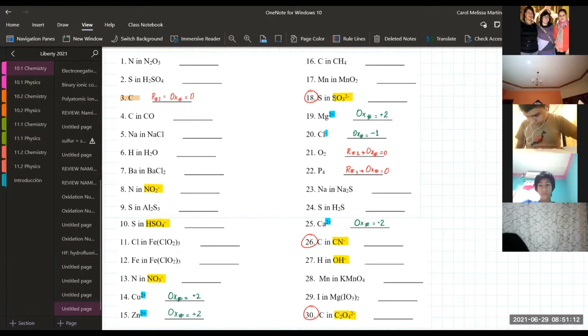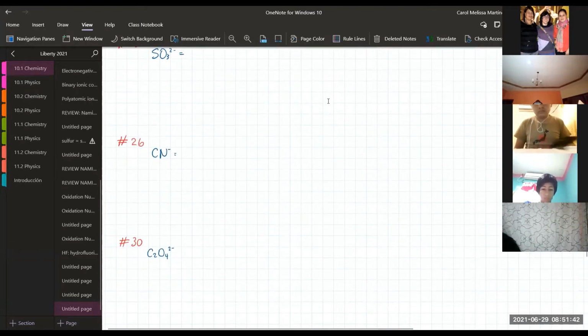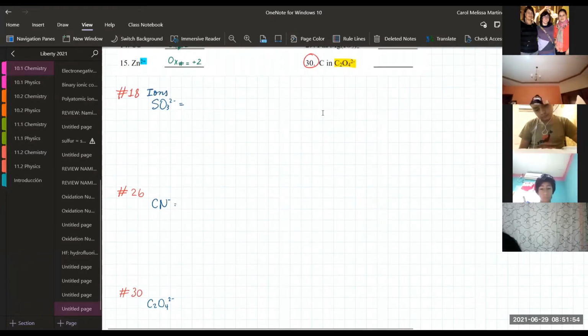18 is SO3 2 minus, 26 is CN minus, and 30 is C2O4 2 minus. Okay, so I'm going to work with these three exercises here below. The rule says that when you have ions or polyatomic ions, you will equalize the addition of all of them to the charge.